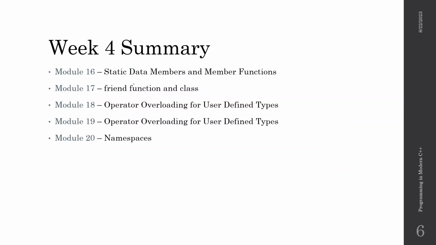So this week, Sir taught us about static data members and static member functions, and we learned about the friend function and friend class. Friend is a keyword. What happens when we append this keyword to a function or a class? Then we learned about operator overloading for user defined types, in two videos. And then we learned about namespaces, which is also an important part of C++.